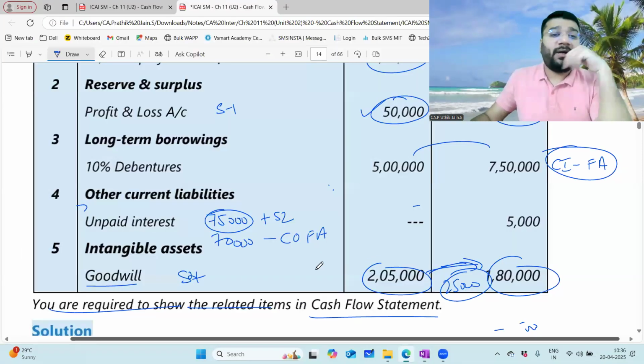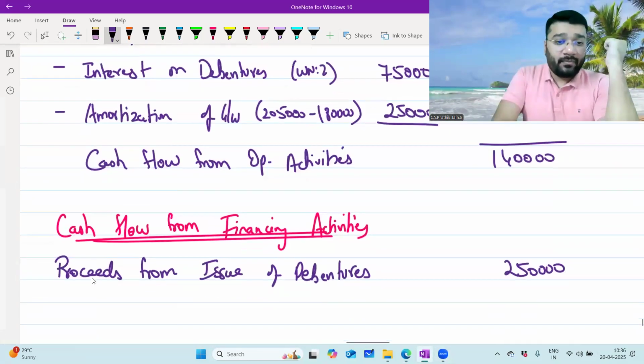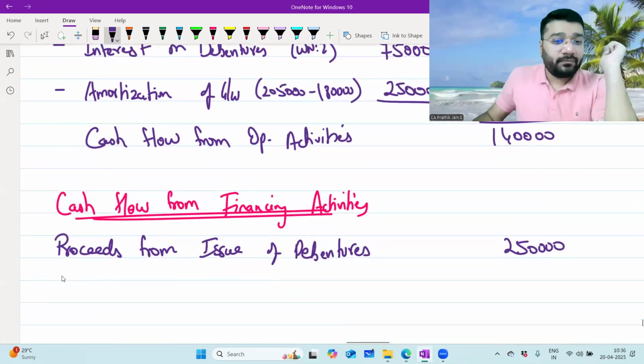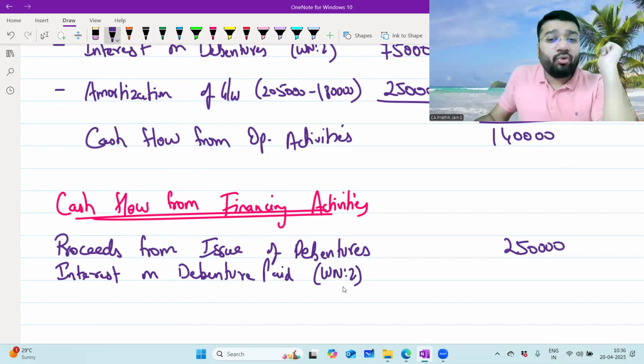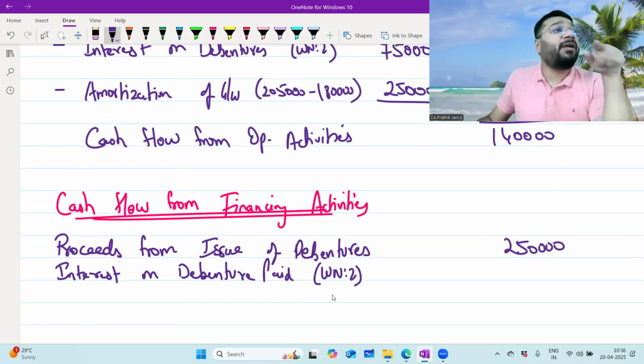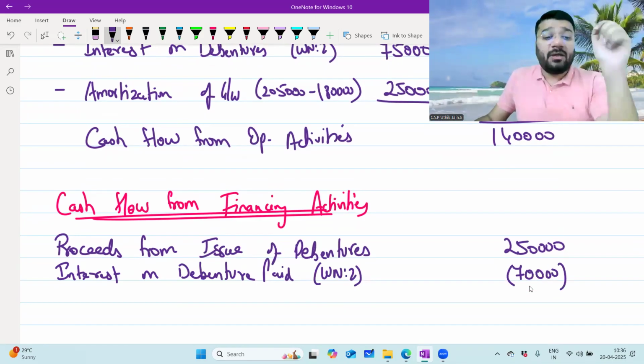Cash inflow. Okay, next. Sir, interest on debenture paid. This is a cash outflow. 70,000. Interest on debenture paid. In bracket, please write working note number 2, because the evaluator needs to know from where you derived this 70,000. So 70,000 is the cash outflow. Put it in bracket without forgetting, guys.